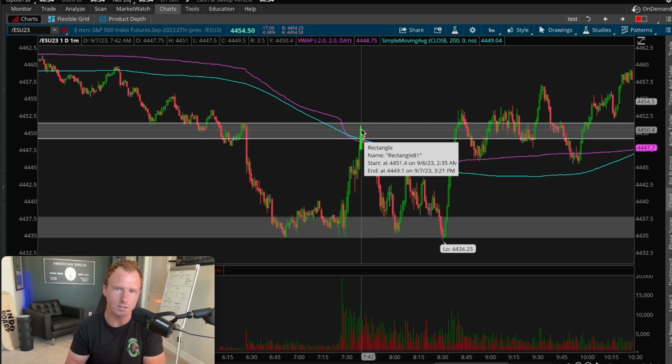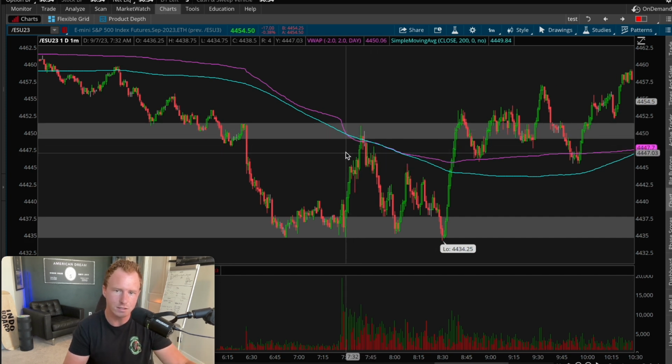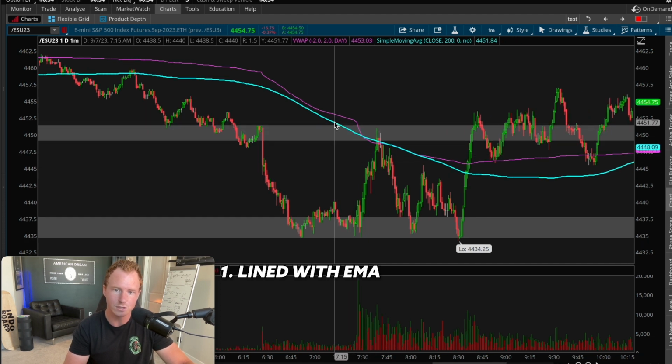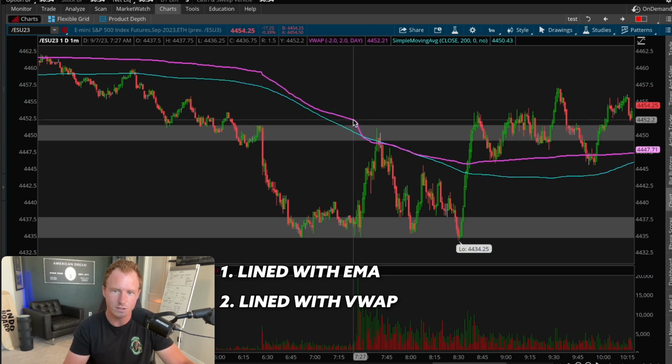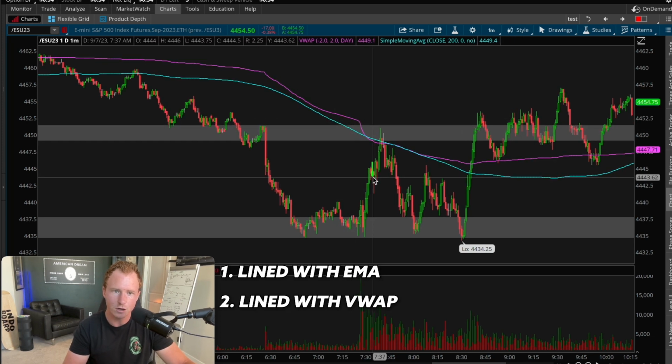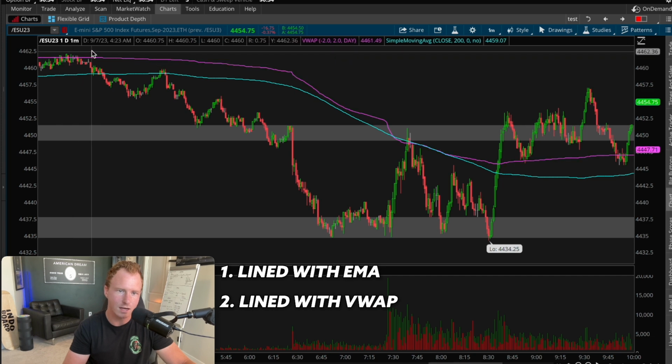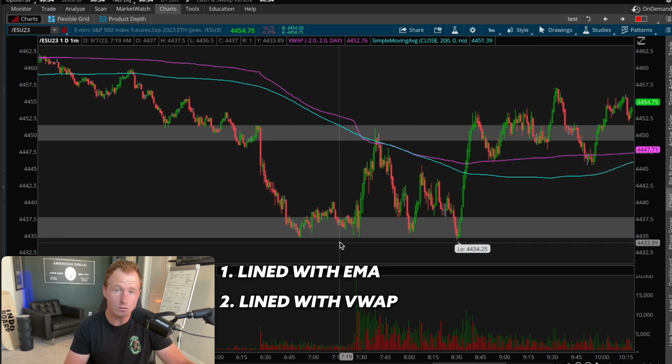What are the confirmations? Well, we can see just a couple confirmations right off the bat. Number one is we're lined up with this 200-day moving average, right? So this EMA line. Number two, we're also at VWAP, which could also act as resistance. If we go to pre-market, as you can see, these lines were kind of acting as resistance here. So those are some confirmations.